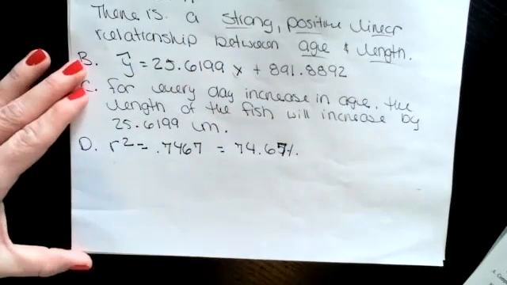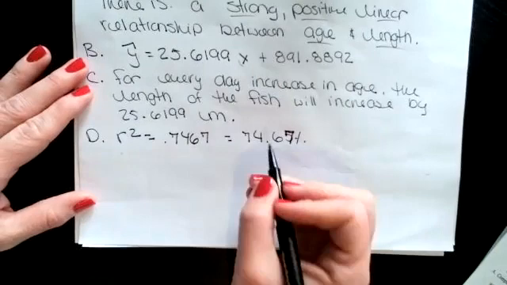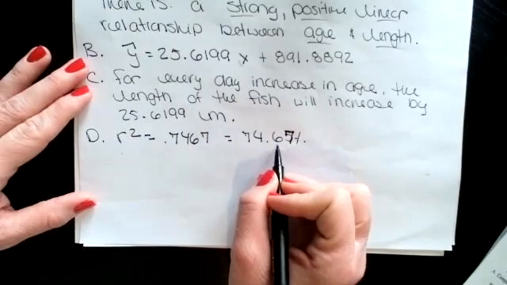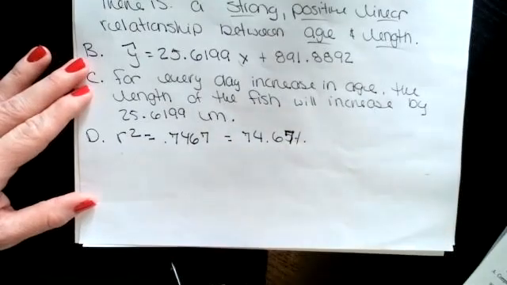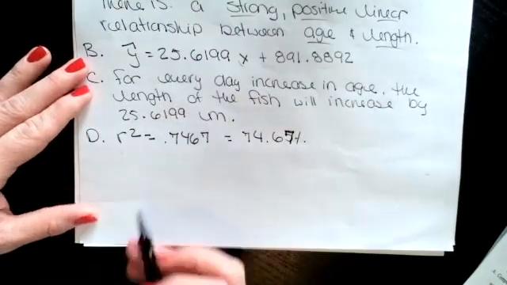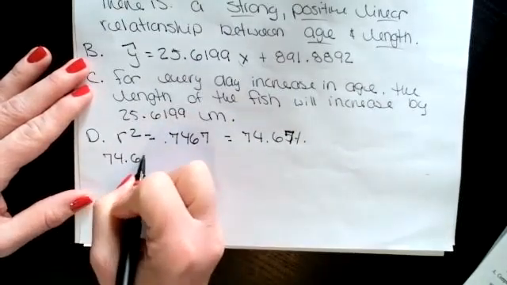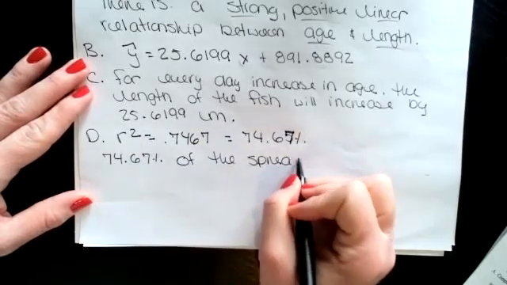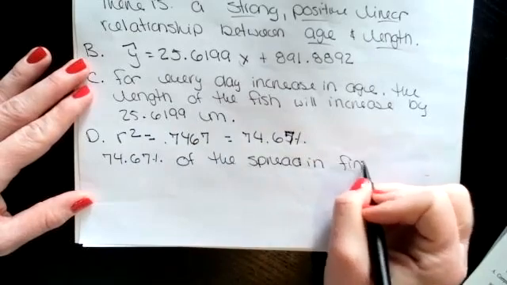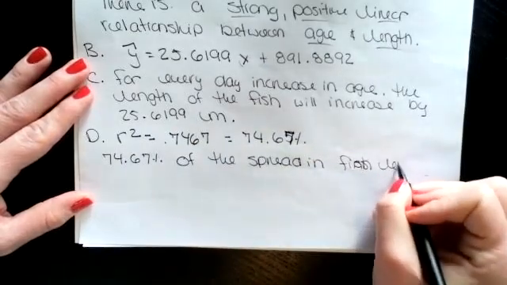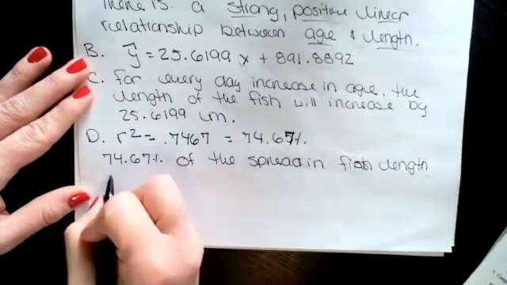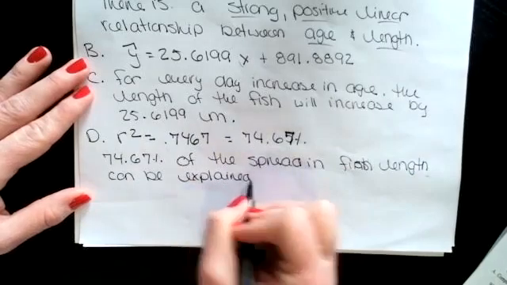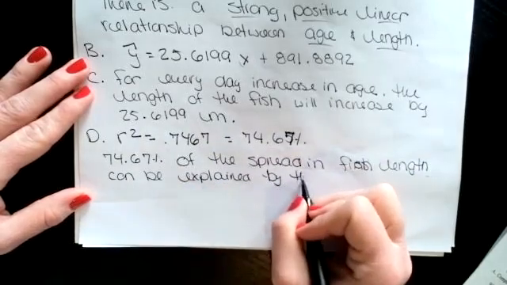So now it says, okay, write a sentence to interpret this. So this is the amount of spread that's in my Y, okay? So in the length that's being explained by the equation of my line. So I'm just going to say 74.67% of the spread, or you could say variation, of course, in context, in fish length, jumping ahead of myself here, can be explained by the regression line.